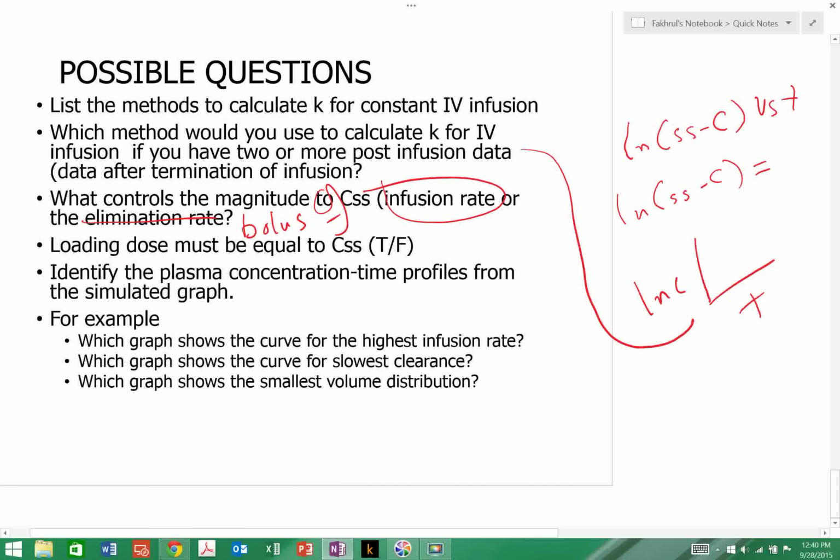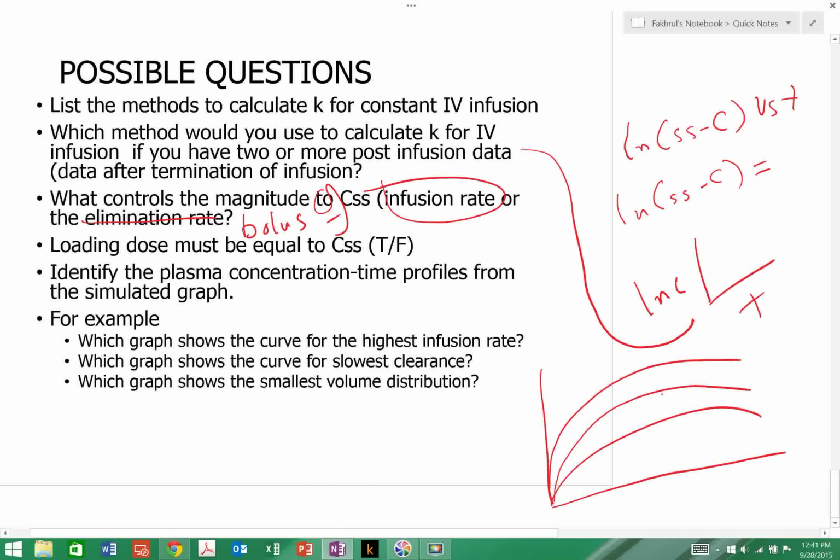Identify the plasma concentration-time profile. I will give you profiles like this. They may have different colors. I will ask which one has the highest infusion rate or which one has the lowest clearance.